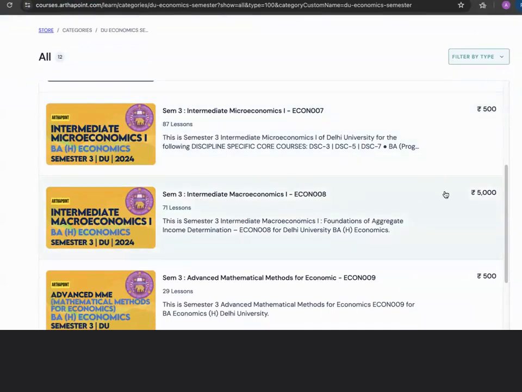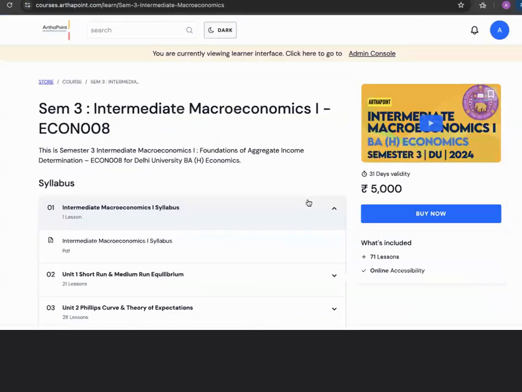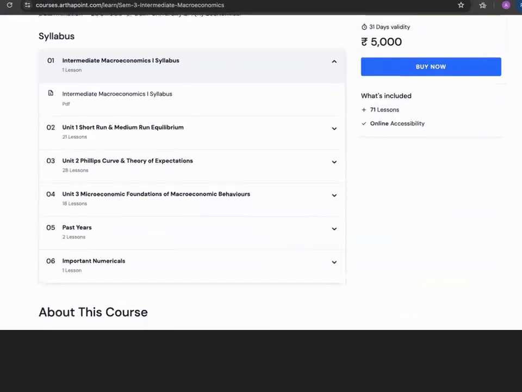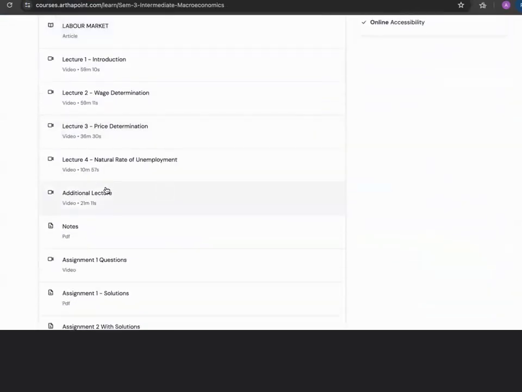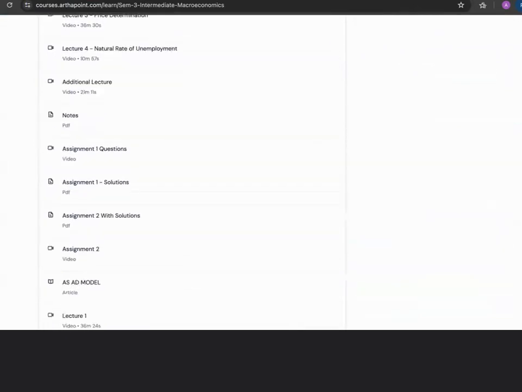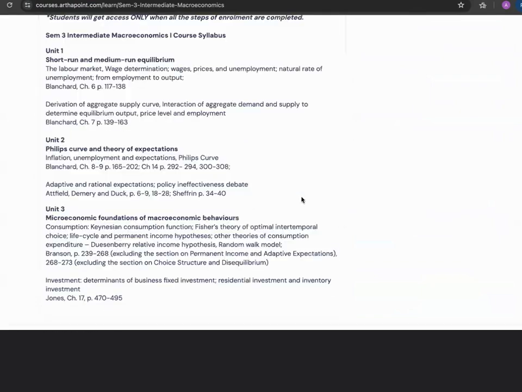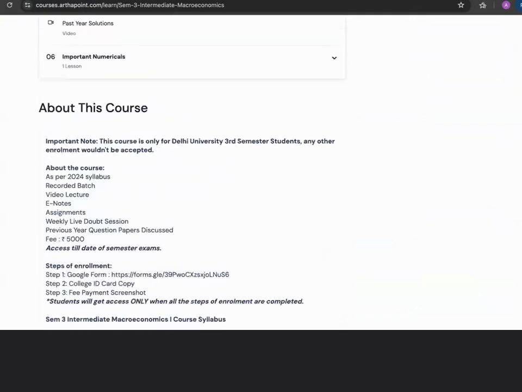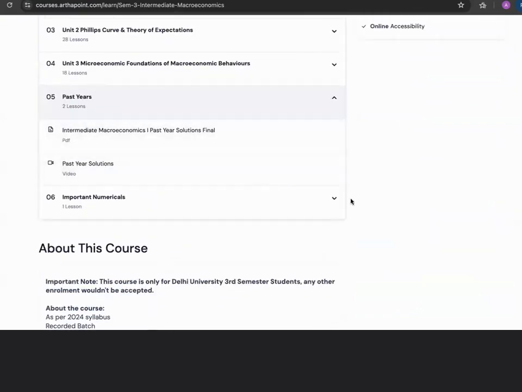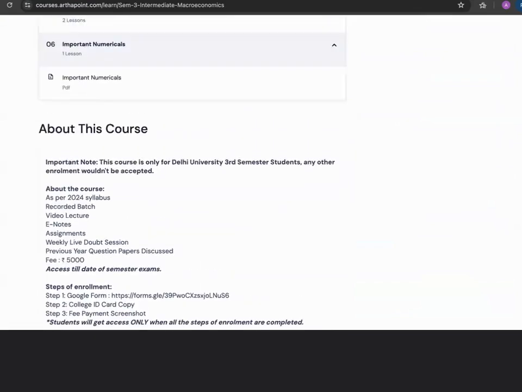This is a paid course. Only this is for 5,000. So you can clearly see that in the paid course, if you click, you will get access to various assignments and various other concepts also. You also have additional lectures, notes, and assignments; everything is part of the paid course. For all the subjects, you can see past year papers being solved and important numericals being discussed in the paid course.